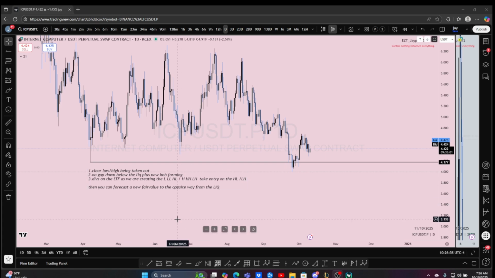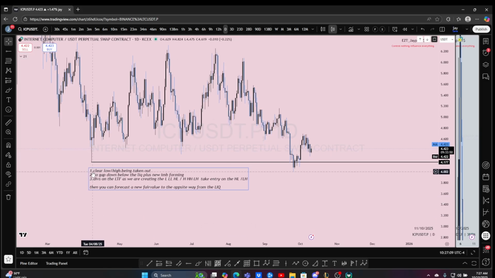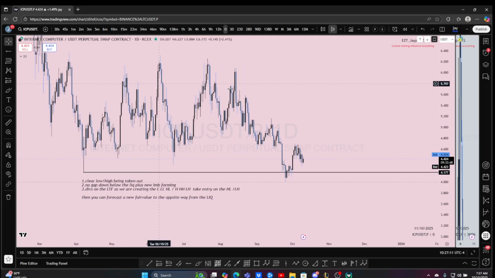These are the 3 tips to follow when you're catching the reversal. Let's get straight into it. So first thing, when we're looking at a reversal, we need a clear low or high being taken out.